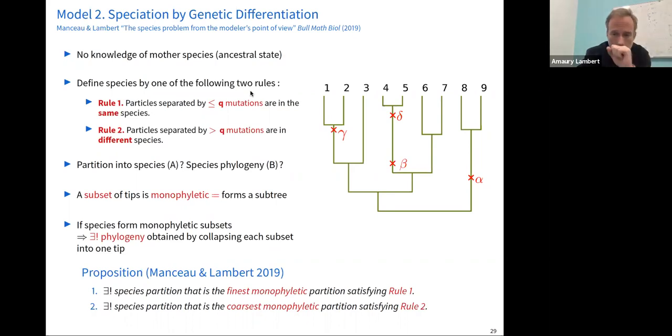But if you look at the example on the right and you take Q equals 1, you will see, for example, that if you apply rule 1, particles 1 and 3 will be in the same species because they are separated by less than 1 mutation. 3 and 7 will be in the same species because they are separated by no mutation. 7 and 9 will be in the same species because they are separated by 1 mutation. And so 1 and 9 will be in the same species.